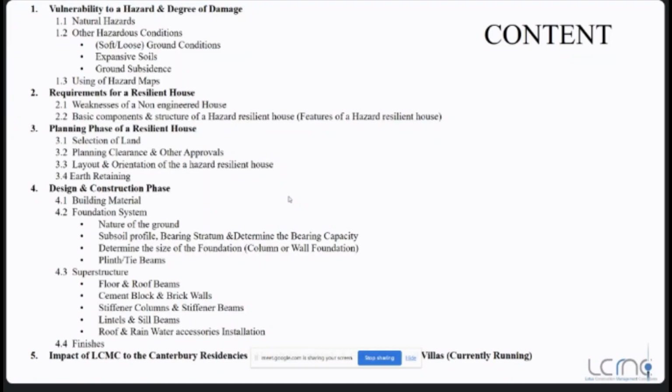Now, this is the content I'm going to cover. The first one is vulnerability to a hazard and degree of damage. Basically, I'm covering natural hazards and also other hazardous conditions like ground conditions, expansive soil conditions, and ground subsidence conditions. I'm also going to guide you on how to gather information and how to follow the hazard maps.